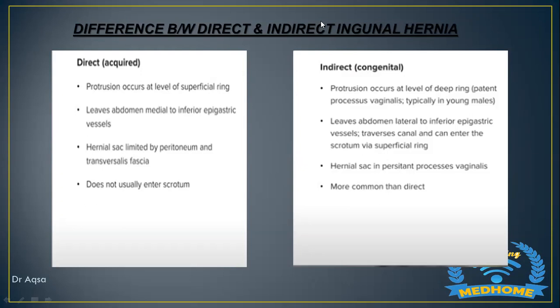Indirect is more common than direct. And what is the relationship with the inferior epigastric vessels? Indirect lies lateral to the inferior epigastric vessels, passes through the inguinal canal, and can enter the scrotum by the superficial ring. And what about direct inguinal hernia? It leaves the abdomen medial to the inferior epigastric vessels. So direct inguinal hernia is medial and indirect is lateral.